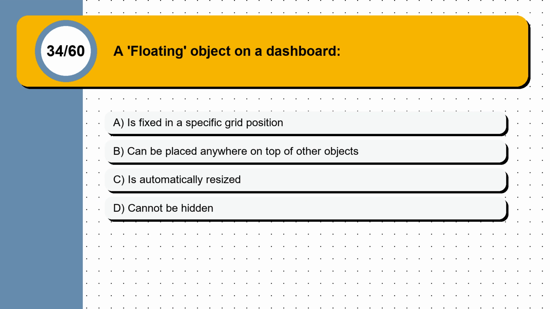Question 34. A floating object on a dashboard, option A, is fixed in a specific grid position. Option B, can be placed anywhere on top of other objects. Option C, is automatically resized. Option D, cannot be hidden.